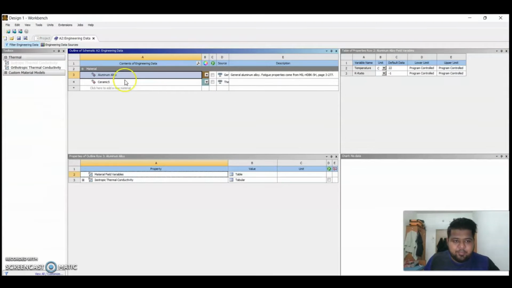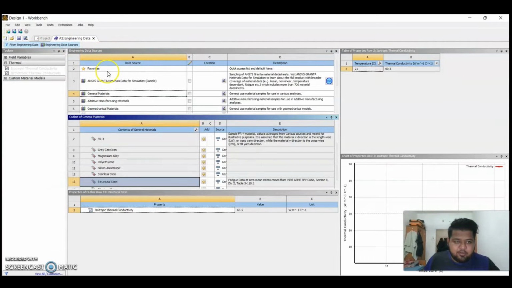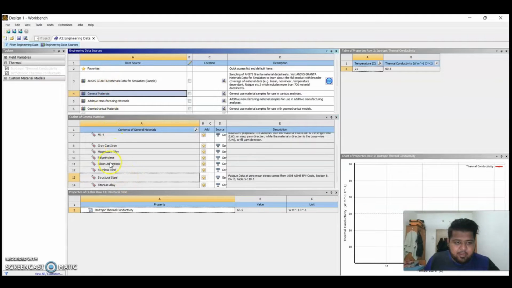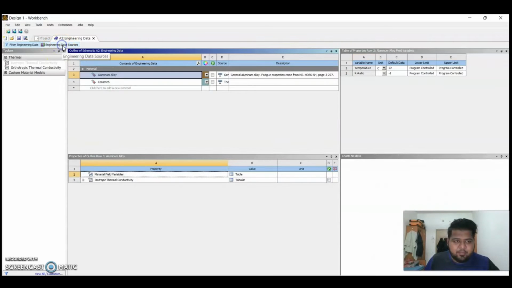Click on edit, go to engineering data sources. You're going to choose materials. Okay, we are going to choose general materials, and we are going to go for aluminum alloy. You have to click on this button here, which is add to A2. A2 is the engineering data. Once you have clicked this, your data shall appear here. You can delete any unwanted materials.